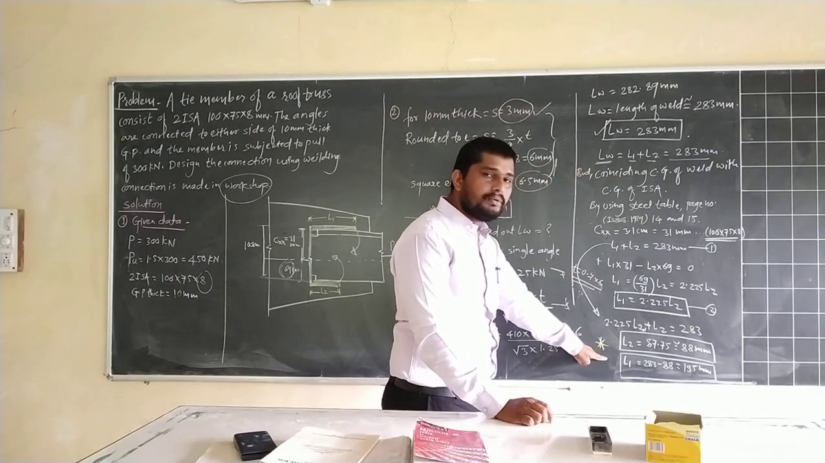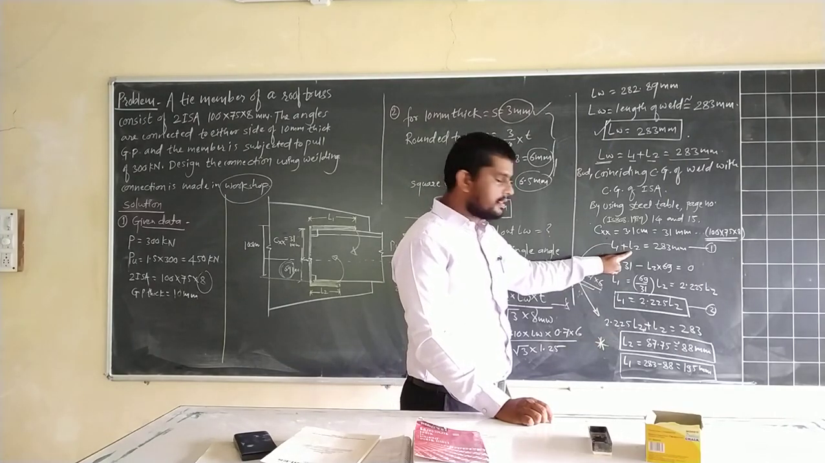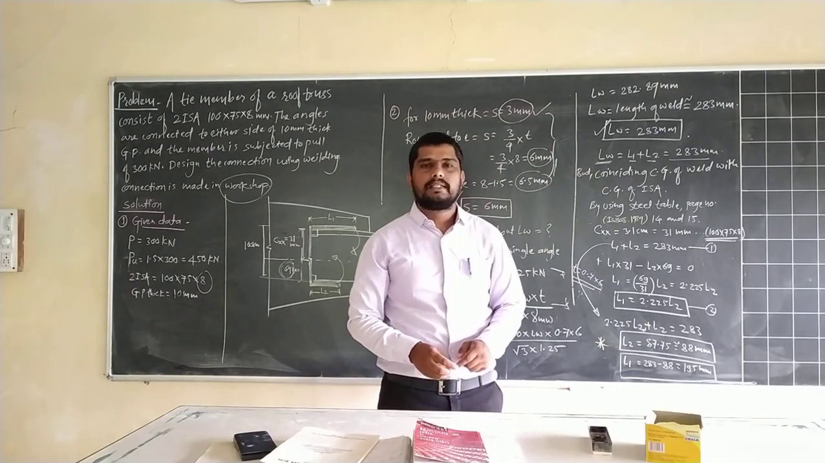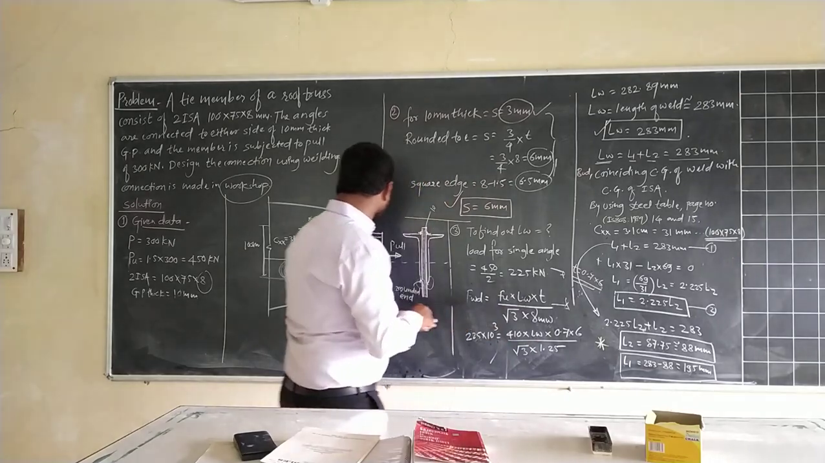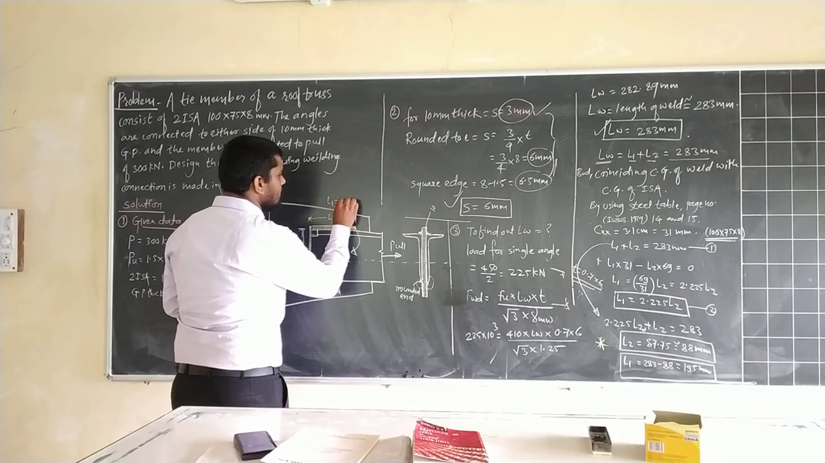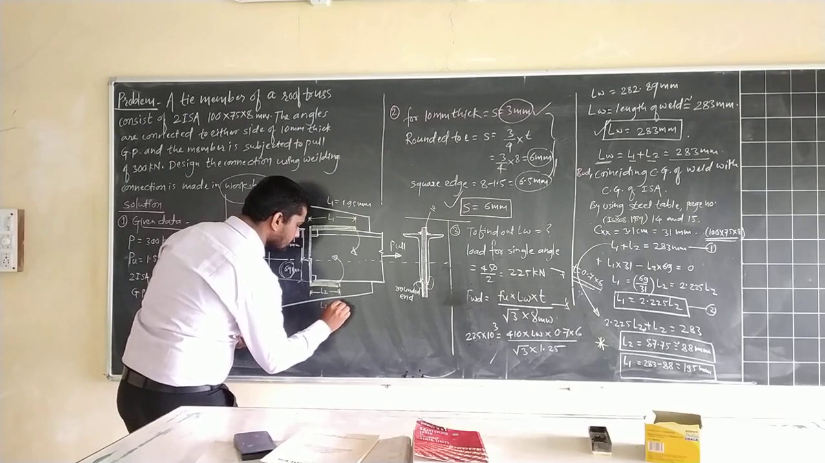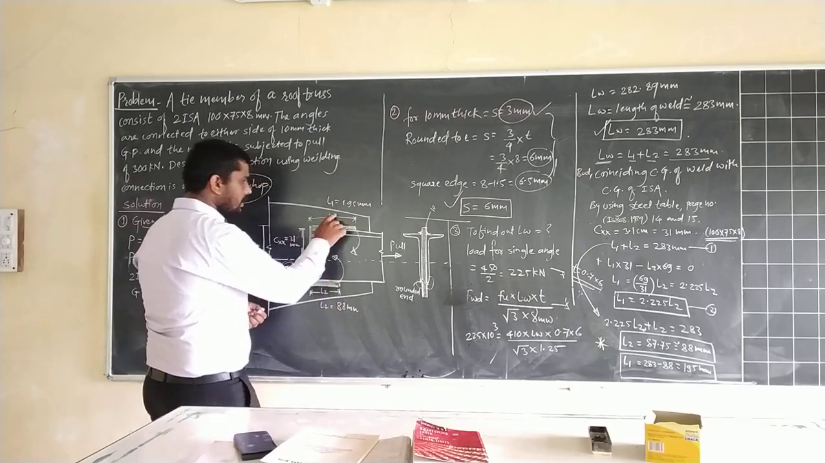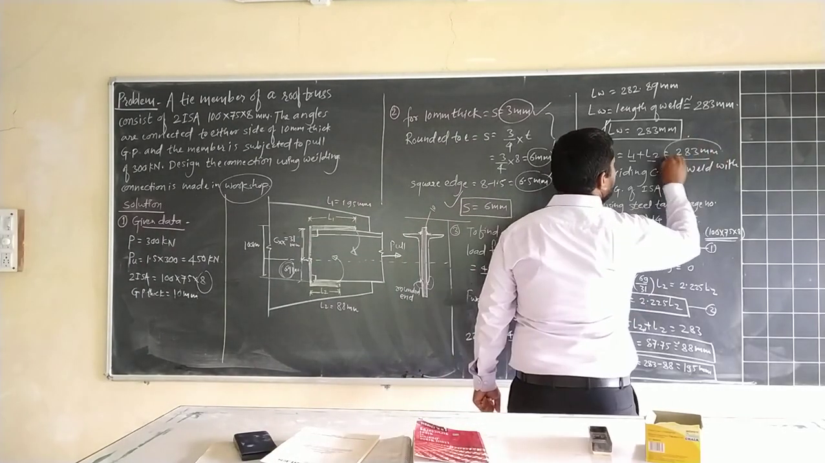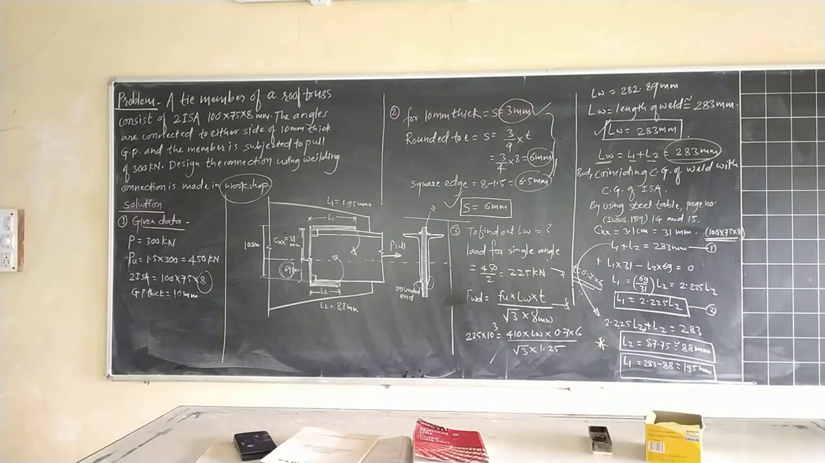Then by using the first equation, substitute the value of L2 in the first equation and find out the value of L1. That is nothing but 195 mm. So this is our final answer. L1 is equal to 195 mm and L2 will be 88 mm. Addition of both, we get the total length of weld, that is 283 mm. So this is the final solution of this numerical.